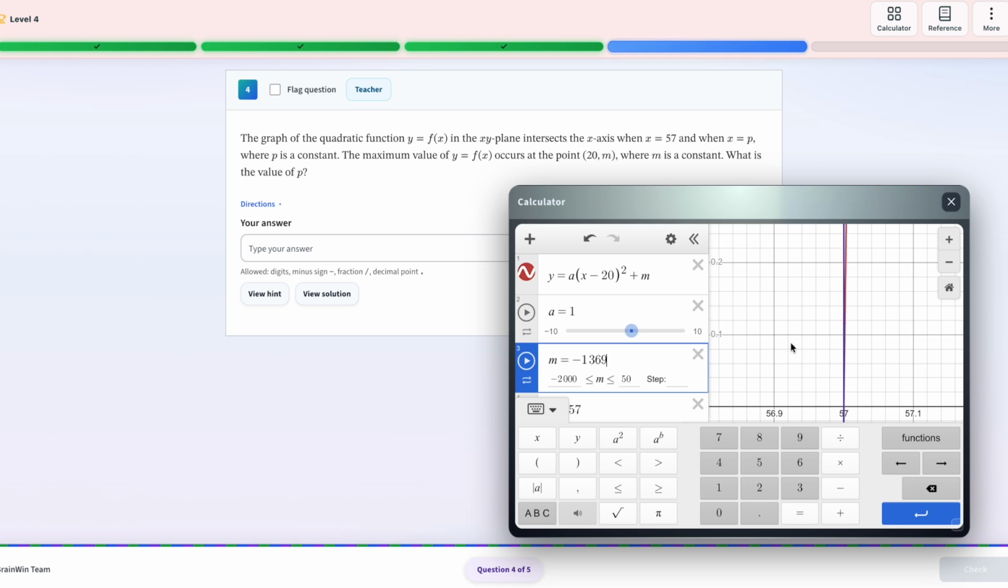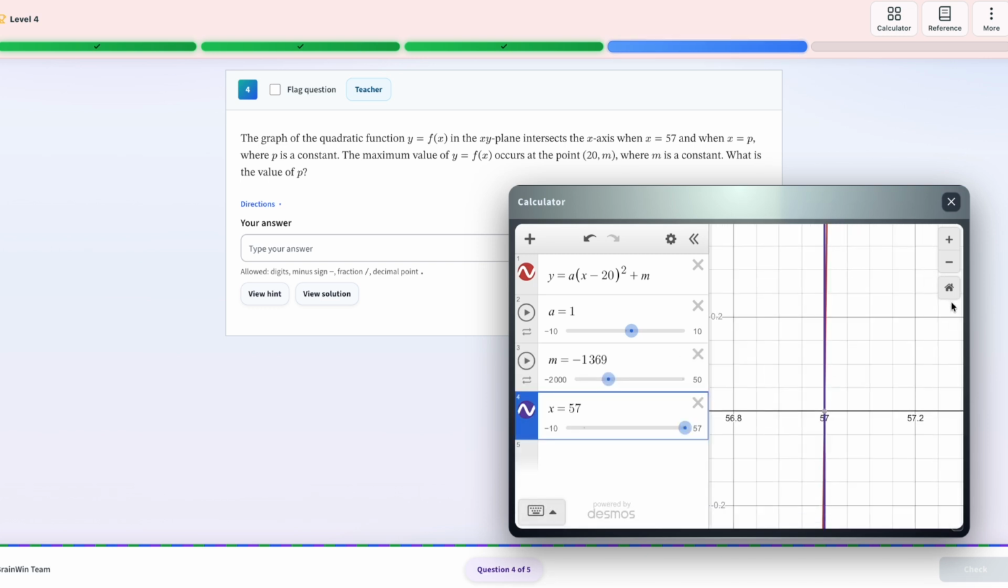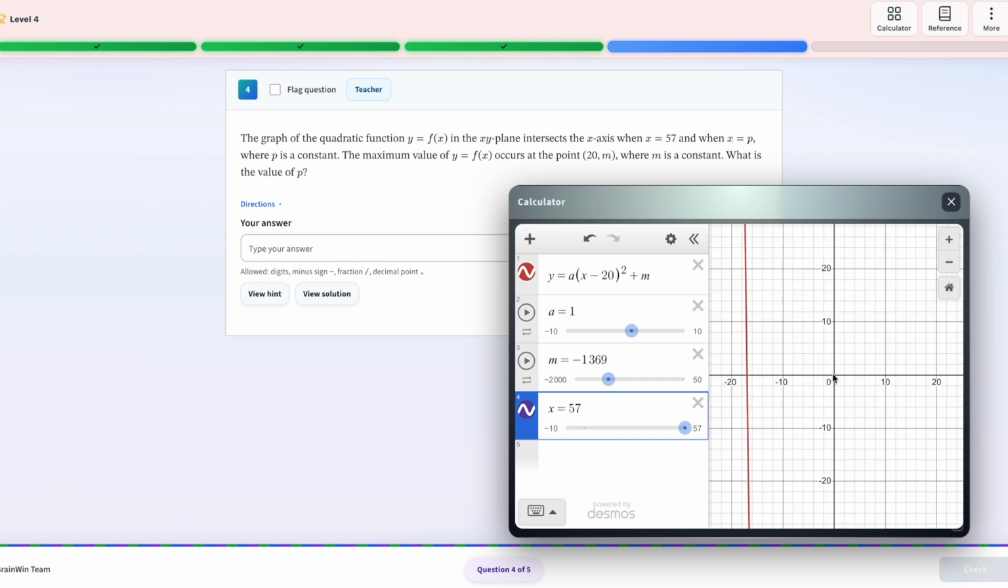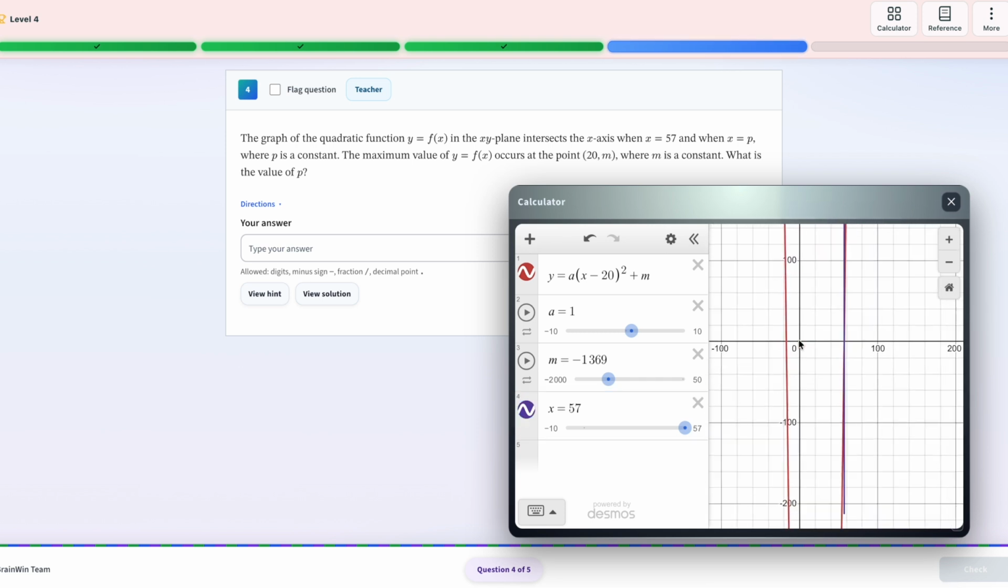Now that we have our parabola crossing the x-axis, Desmos labels both roots, (57, 0) and (minus 17, 0). That second one is the root we're looking for, so p equals minus 17.